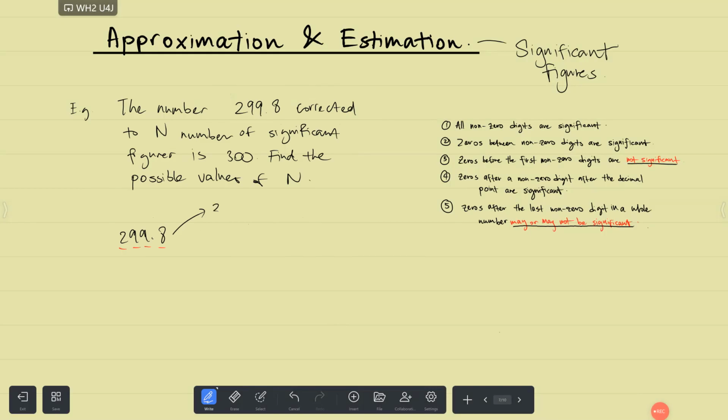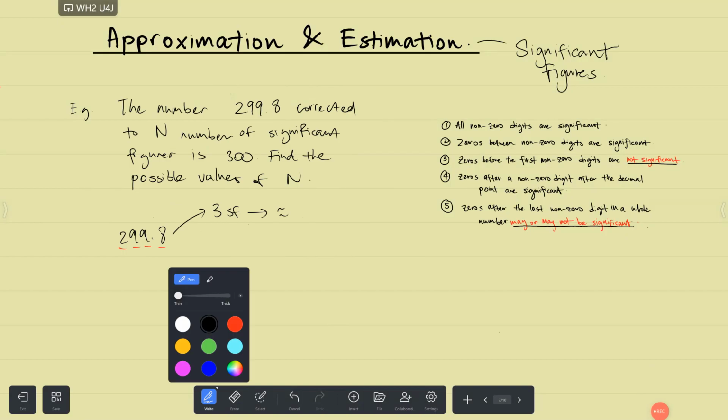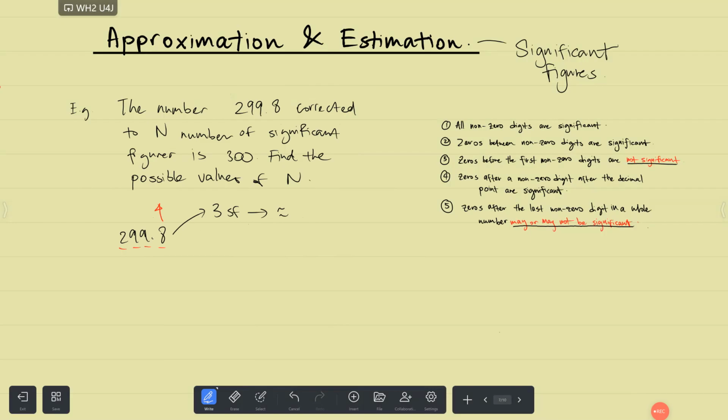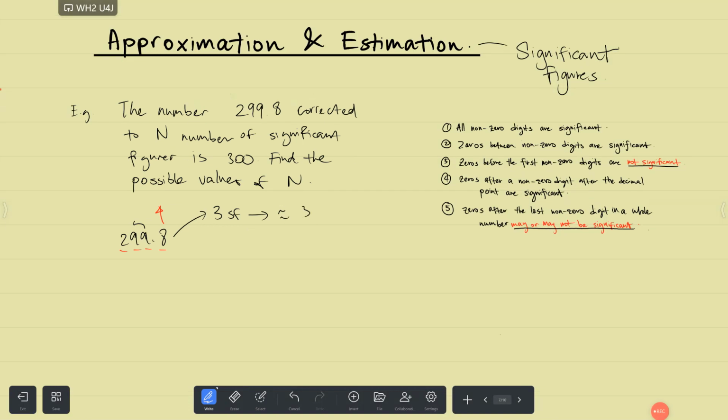So you round off to 3 significant figures. You look at the fourth, which is 8, and it tells you to round up. So the 9 becomes 10 and gets rounded up again, and the other 9 is rounded up again, so you get 300. In this particular example, all of these numbers are significant.